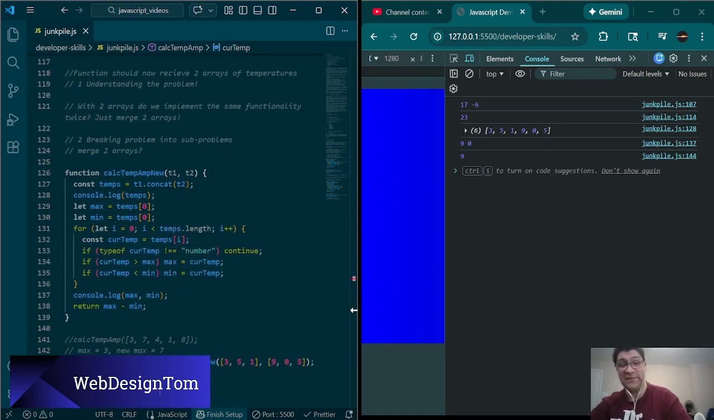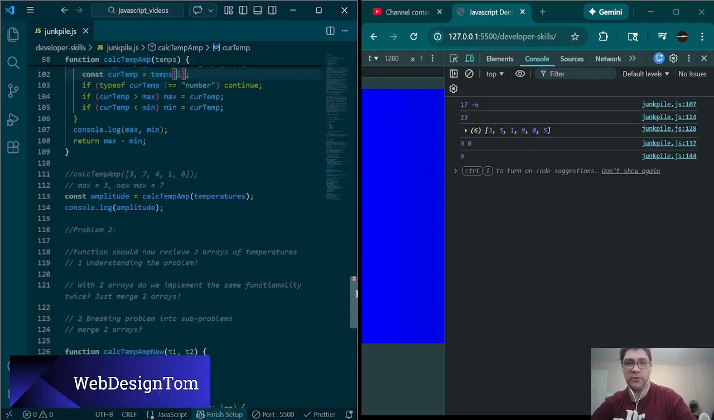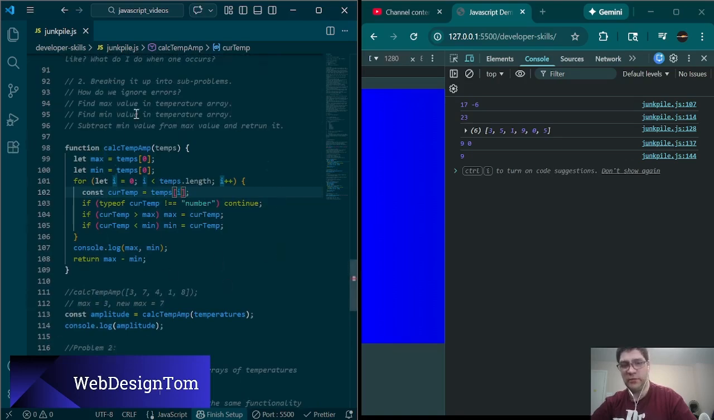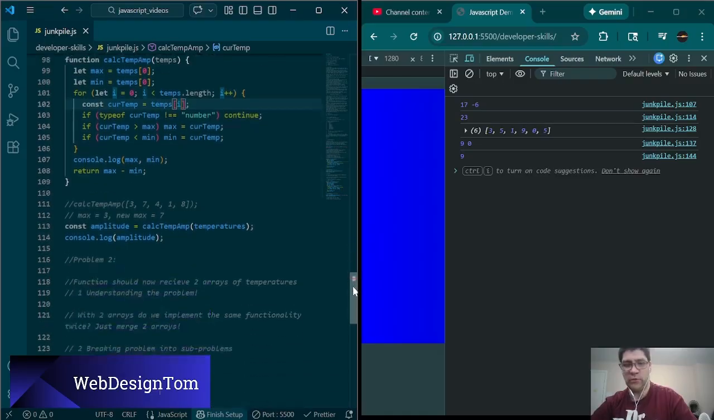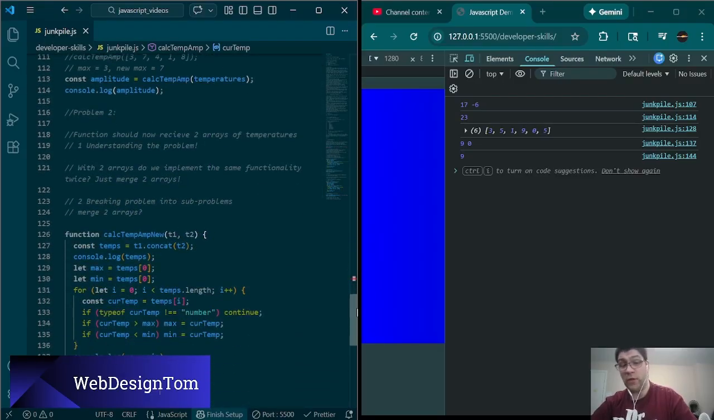I like this. So now, given that there are two arrays, how do we merge them? If we should receive two arrays of temperatures, do we implement the same functionality twice? The answer is no, just merge the two arrays. So he's saying don't repeat this, basically, just merge the two arrays. So how do we go about doing that?